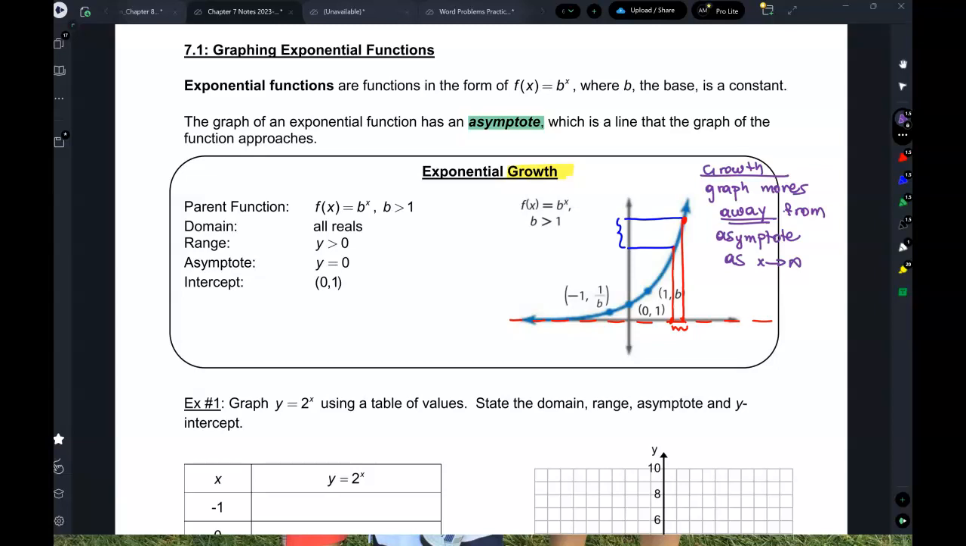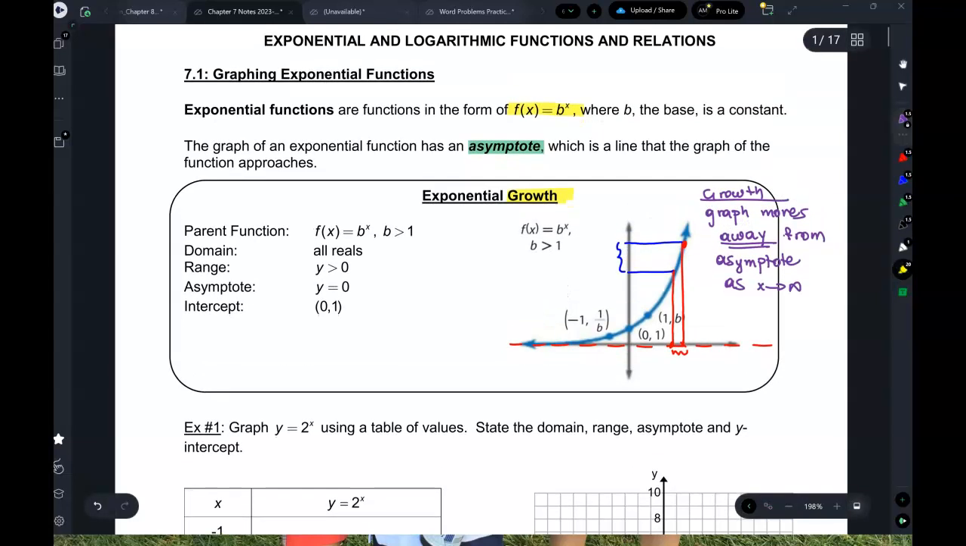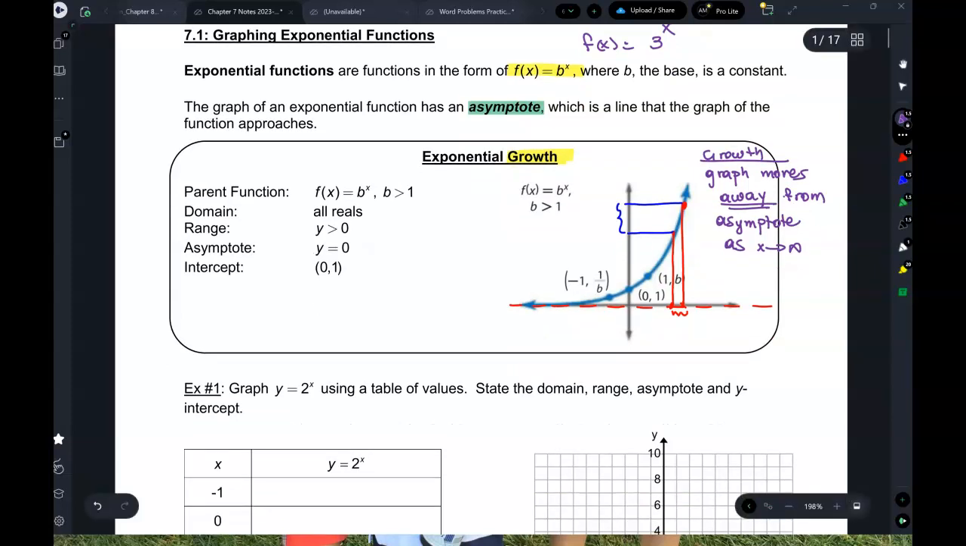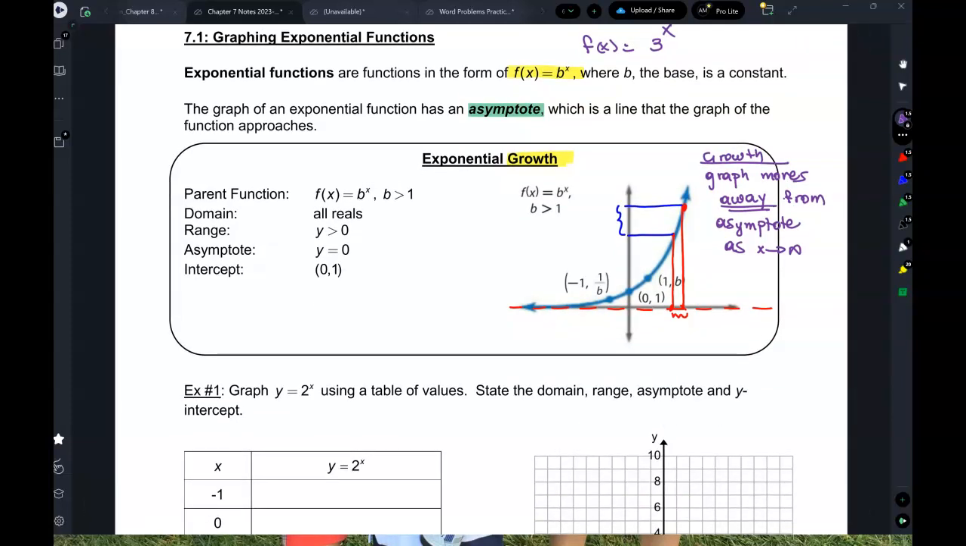How can you tell from the function? What does the function of an exponential function look like? This is what it looks like: f of x is equal to b to the x. So for the first time now, I'm going to have a number as the base and the exponent as the variable. Now, if you have the function, the way you know that this is growth is because that number b has to be greater than 1. The one that has the exponent has to be greater than 1.